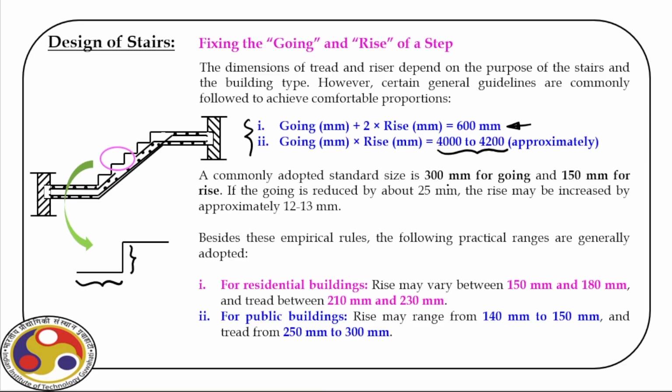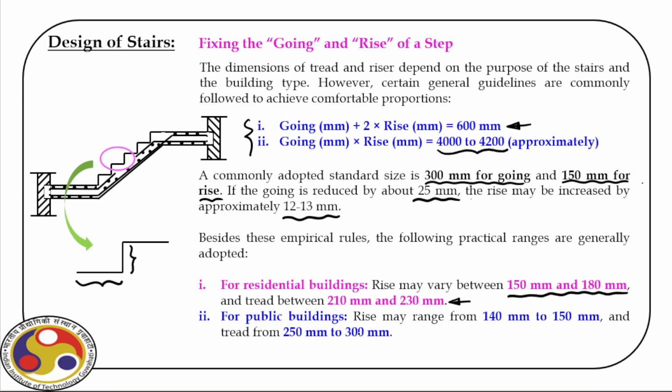Now, a commonly adopted stair size is 300 millimeter going and 150 millimeter rise. Now we can reduce the going by some amount. As you can see here, if we reduce by 25 millimeter, we also have to adjust the rise by 12 to 13 millimeter. Right. Now, not only that, in case of residential building, we prefer the size of rise between 150 to 180 and the tread or going between 210 to 230.